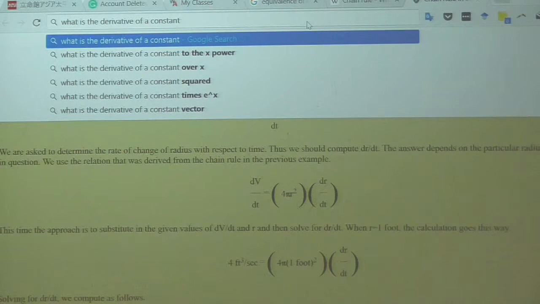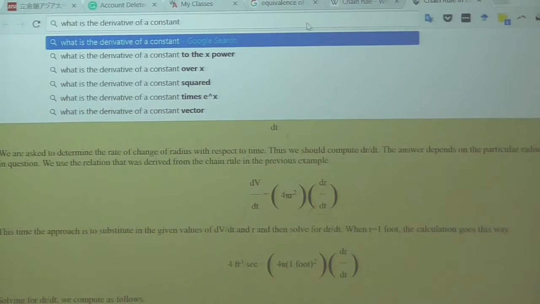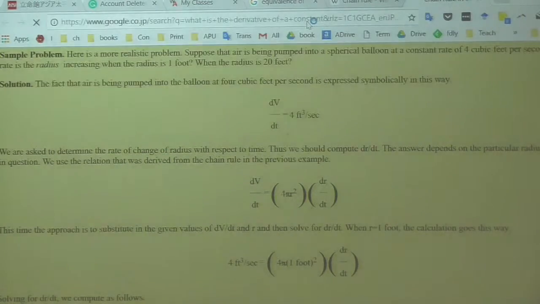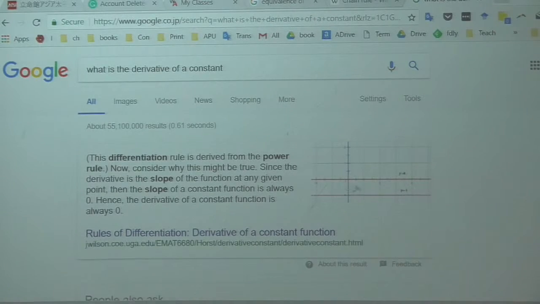What does that mean? That means for every x, no matter what x you put in, you get what out? 10, right? So that's a flat line. So what's the derivative of a flat line? It means what's the slope of a flat line? 0, right? So what's the derivative of a constant? 0, right?